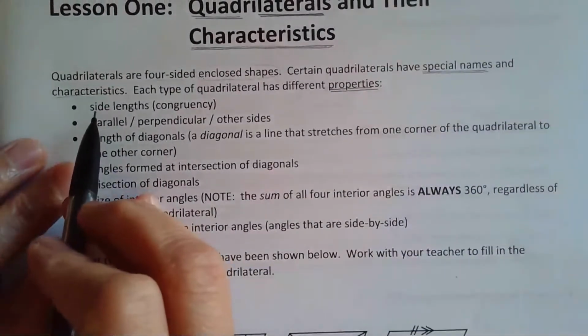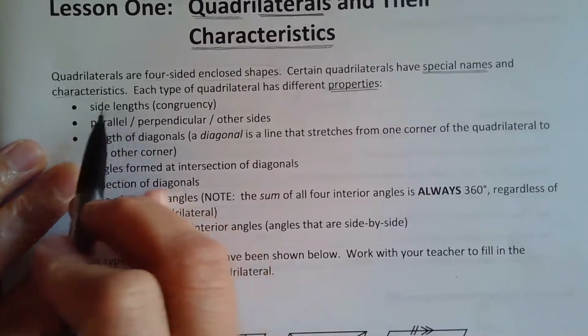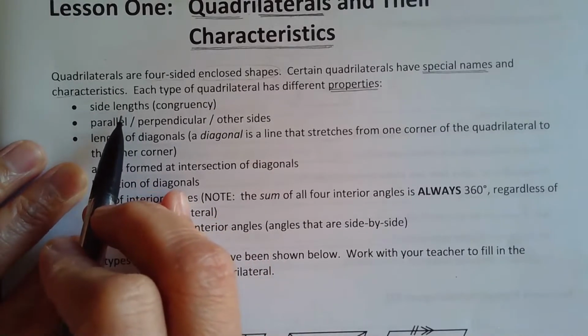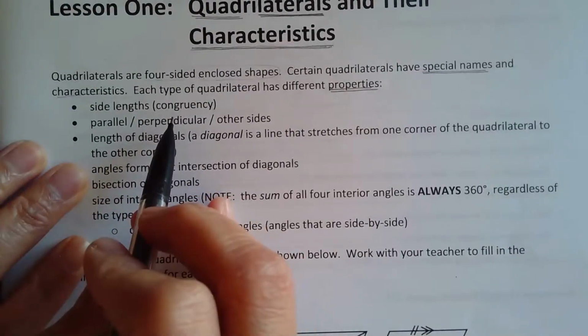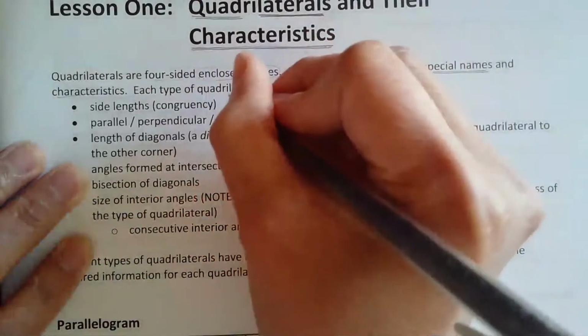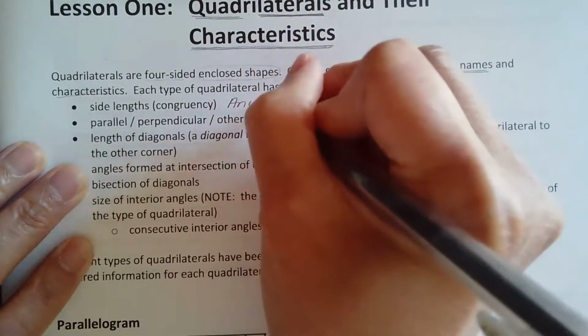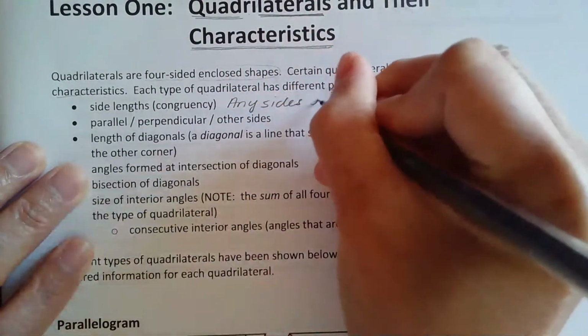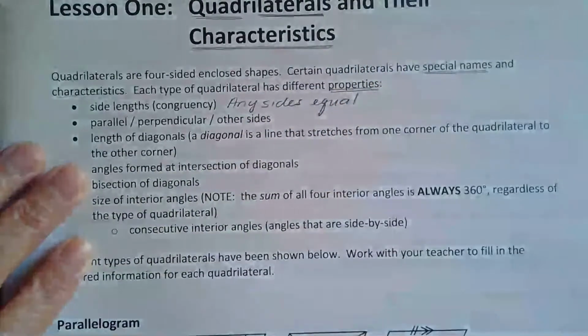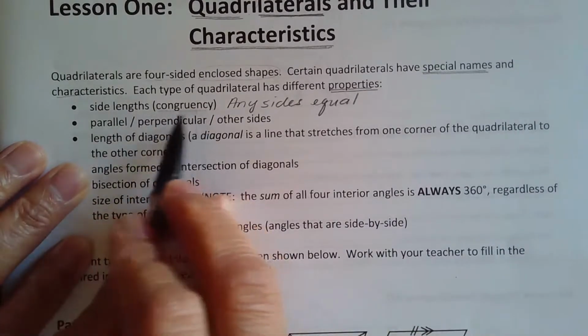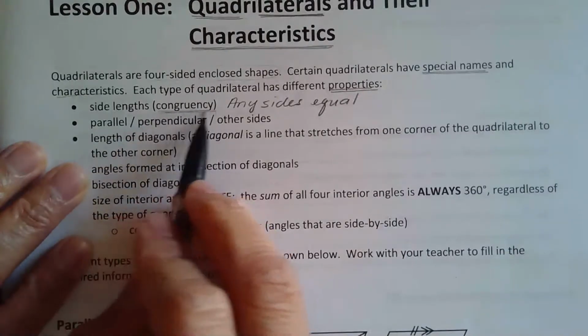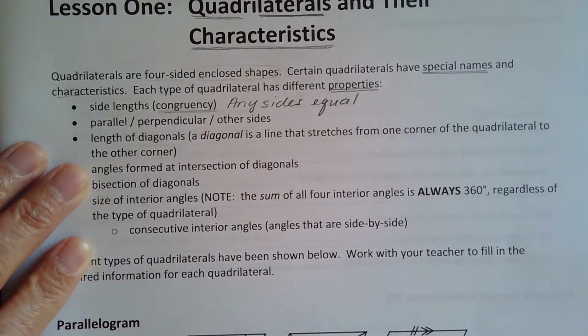So we're going to take a look at their sides. Are there any congruency? Is there anything equal? Are any sides equal? That's basically what we're going to talk about. Like, are any sides equal in this quadrilateral? And the word congruency just basically means exactly the same measure.